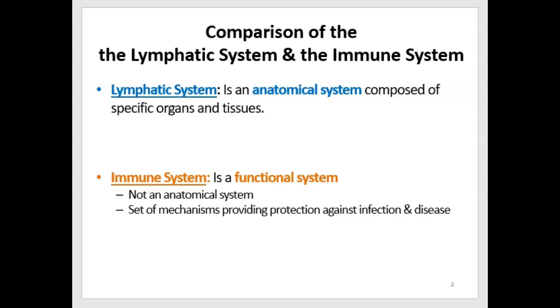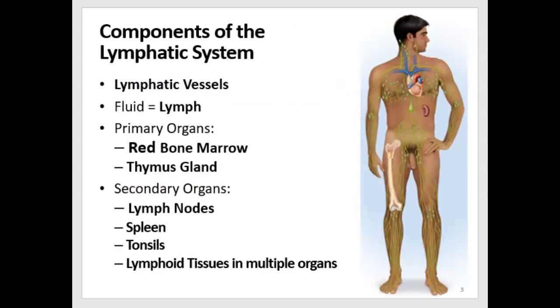The immune system, in contrast, is considered a functional system. It's not a specific set of organs and tissues, but rather a set of mechanisms that provide us with protection against infection and disease. In this lecture, we're just looking mainly at the components of the lymphatic system. And of course, we'll discuss the function of each component as we go.